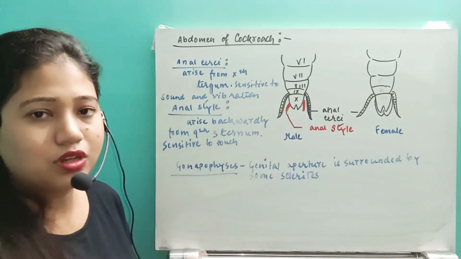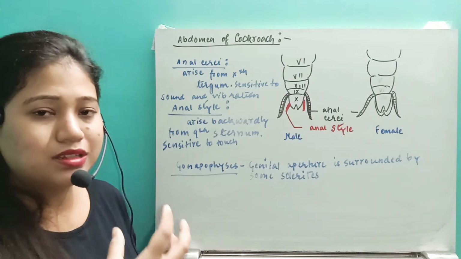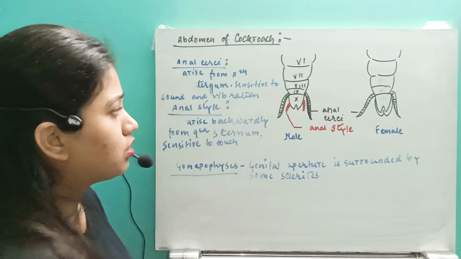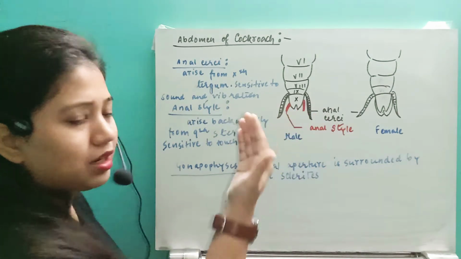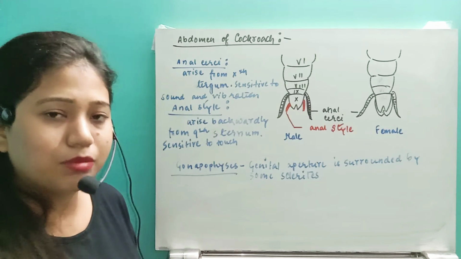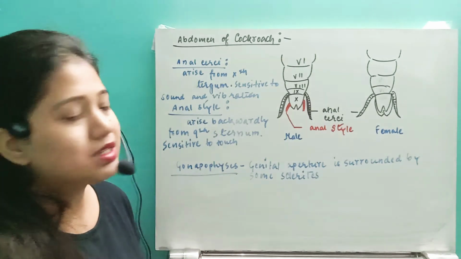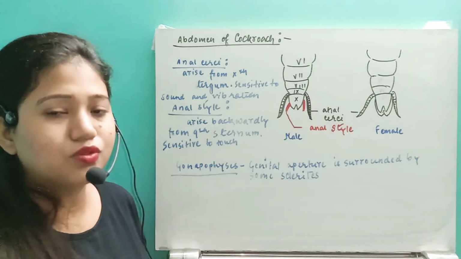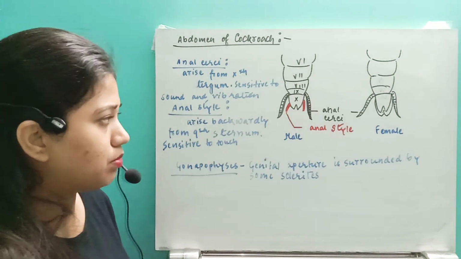Anal cerci are actually outgrowths, a sting-like structure coming out from the 10th tergum. Tergum means the dorsal sclerite. So from the 10th tergum it arises, and it is sensitive to sound and vibration. Remember that.